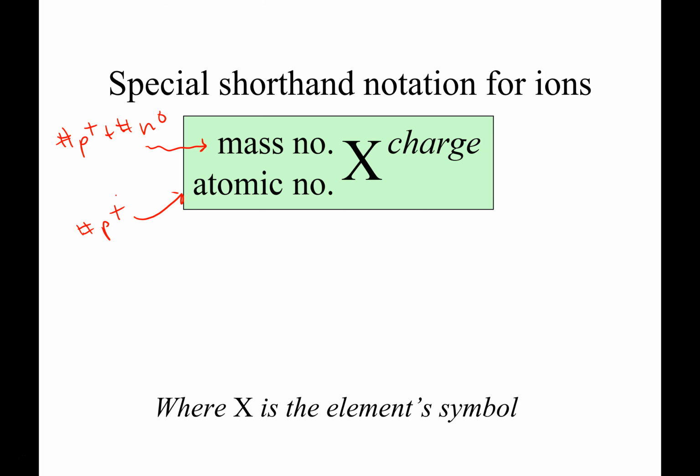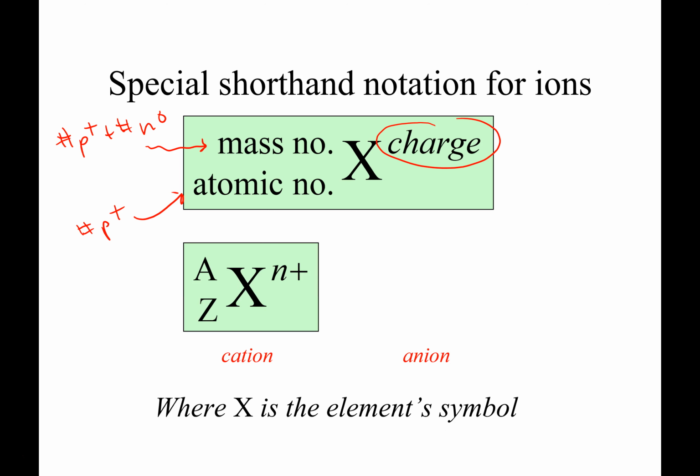And now we need to throw into the mix the fact that if it's neutral, you won't see anything in the upper right-hand corner. But if it's a cation, you'll see plus and whatever charge it is. If it's an anion, you'll see negative and whatever charge it is. The symbol for mass number is A. The symbol for atomic number is Z. You're like, really? Why did they do that? I don't know, but they did.